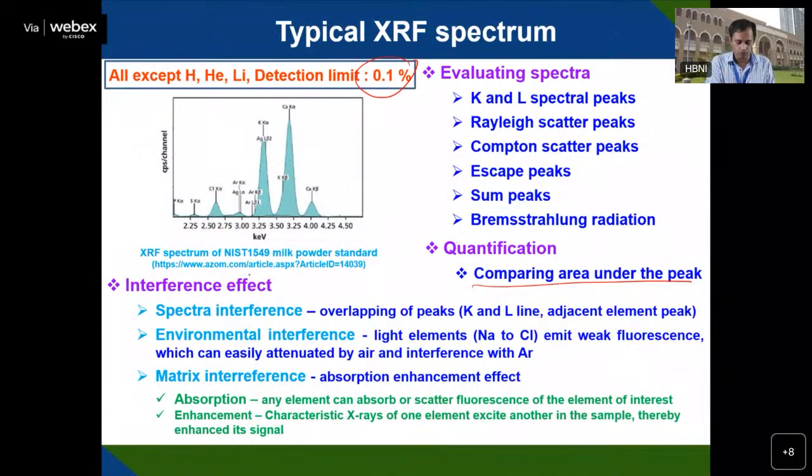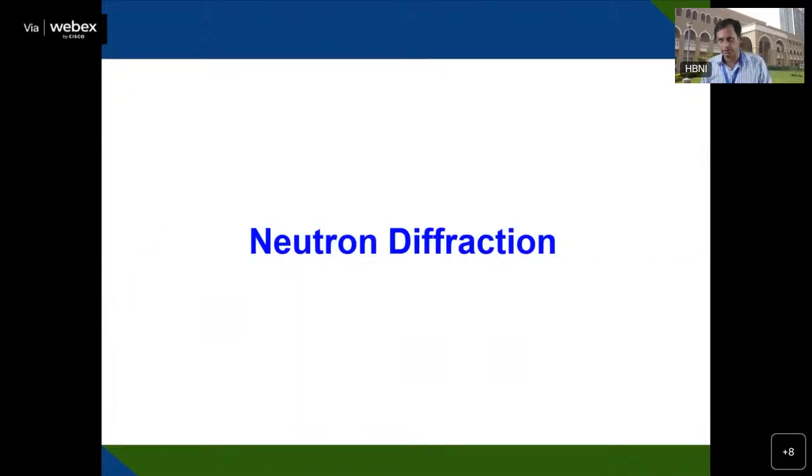This is an example of a NIST standard milk powder. In that milk powder, we have to find out the carbon, calcium, argon, and potassium concentrations. All these element concentrations you can find out using X-ray fluorescence spectroscopy. It is a much easier technique in comparison to other chemical composition analysis techniques, and is straightforward in giving you the percentage of the elements present in the sample.